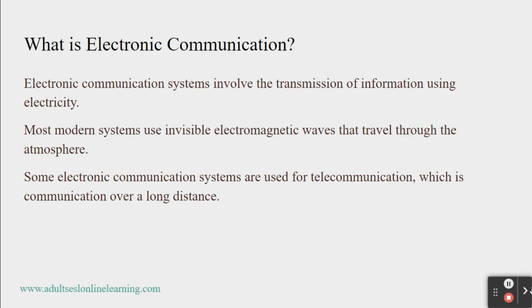What is electronic communication? Electronic communication systems involve the transmission of information using electricity. Most modern systems use invisible electromagnetic waves that travel through the atmosphere. Some electronic communication systems are used for telecommunication, which is communication over a long distance.